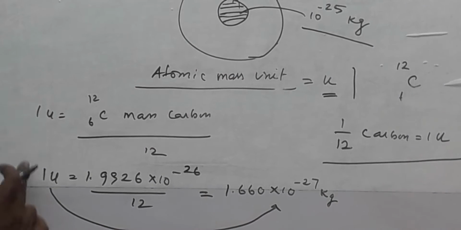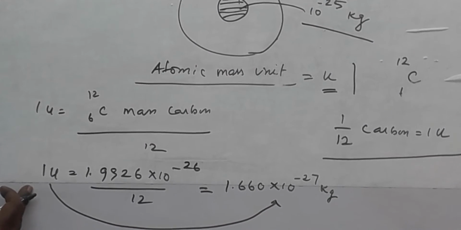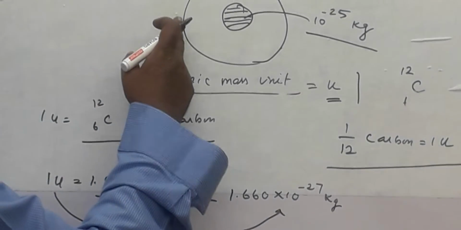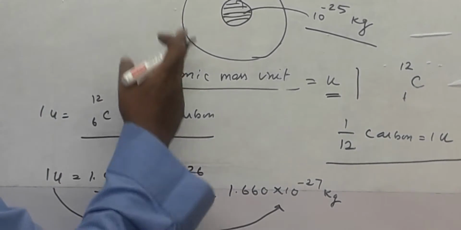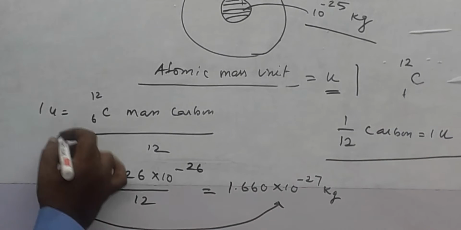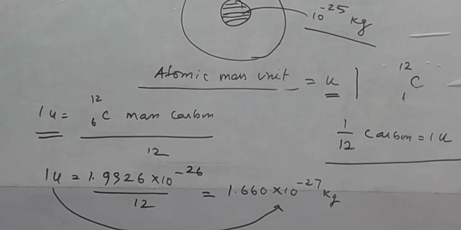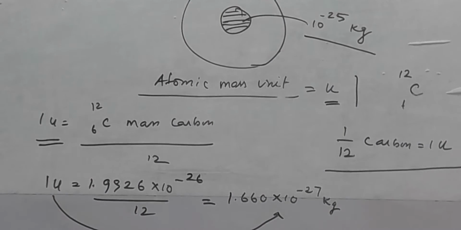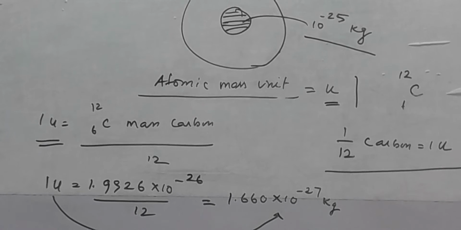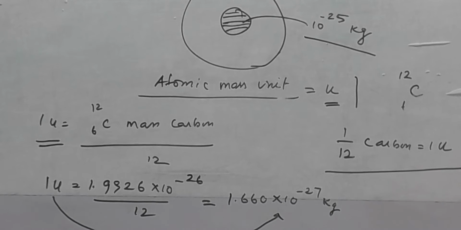This is the basic unit that we adopt here to measure the mass of the nucleus as well as the mass of an atom. This is basic information that you need to understand to calculate the mass of an atom or the mass of the nucleus. That's a very important concept. Then the next thing we are going to explain is why we are considering the carbon atom.